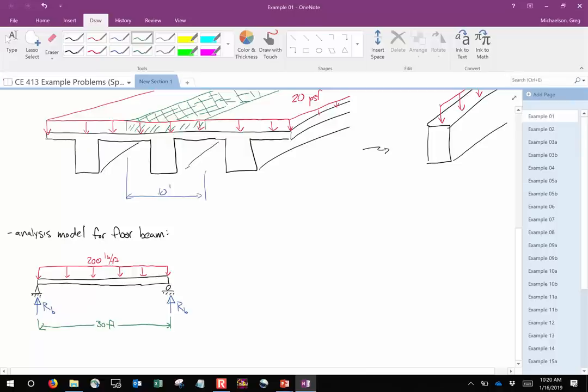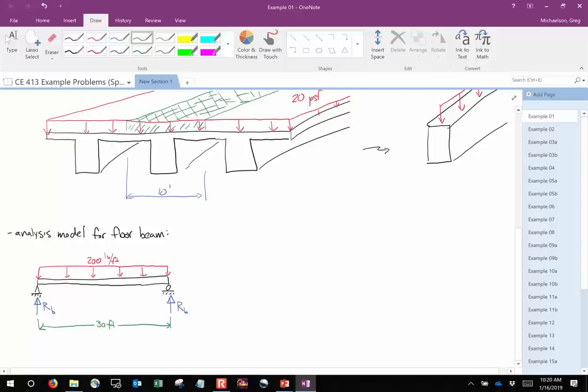I have a beam that's 30 foot long that's being subjected to a uniformly distributed load of 200 pounds per foot, right? Now that turns a rather complicated three-dimensional structural system into that, okay? If you don't recognize that type of problem, then I just abjectly failed teaching you structural analysis last semester. That should be a very basic fundamental problem, right? A simply supported beam subjected to a uniformly distributed load.